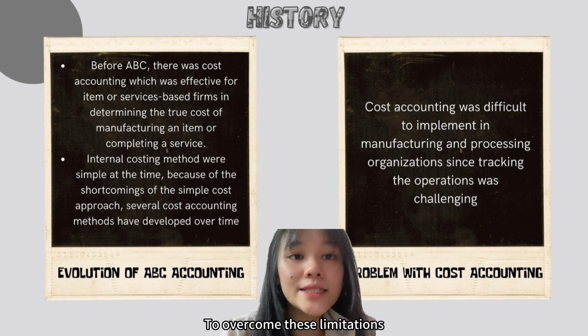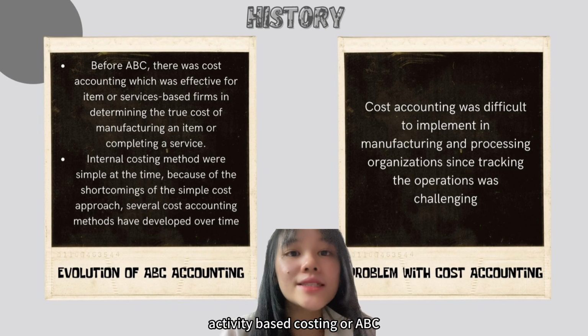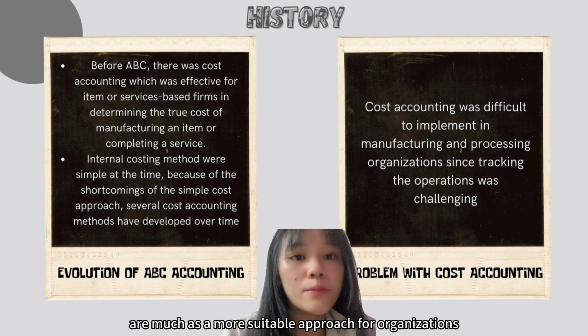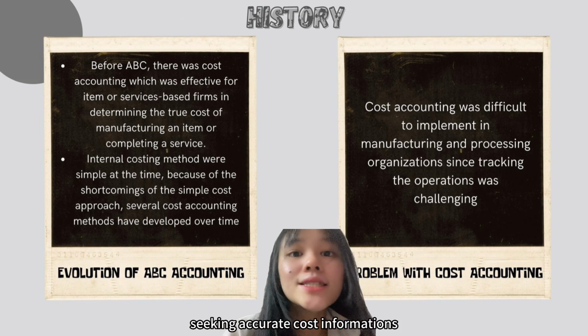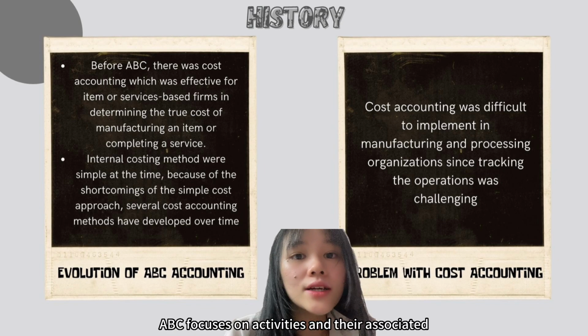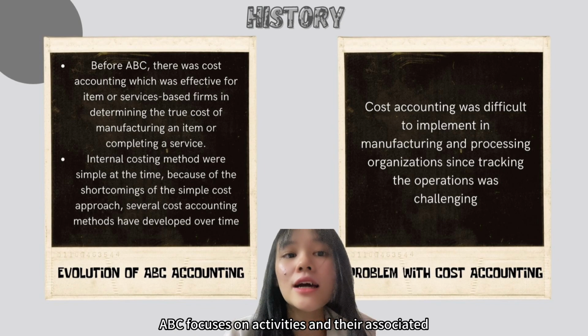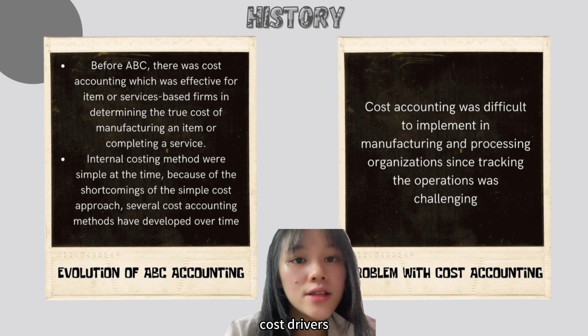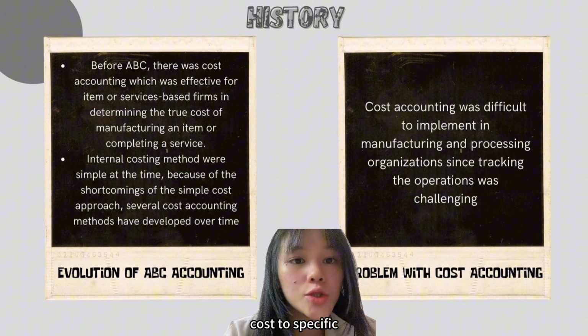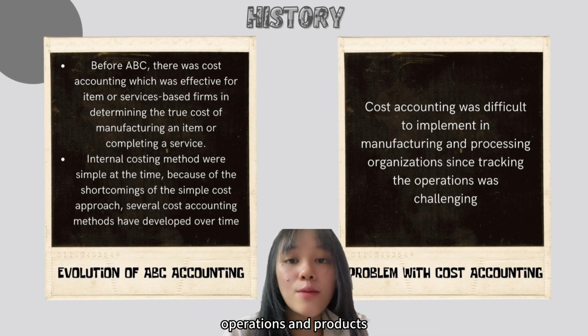To overcome these limitations, activity-based costing, or ABC, emerged as a more suitable approach for organizations seeking accurate cost information. ABC focuses on activities and their associated cost drivers, providing a more detailed and accurate allocation of cost to specific operations and products.